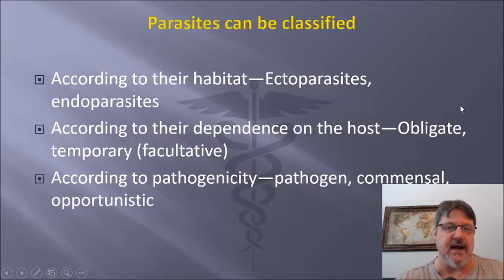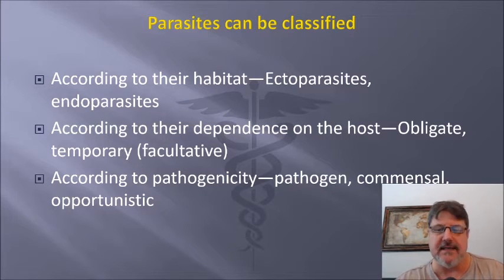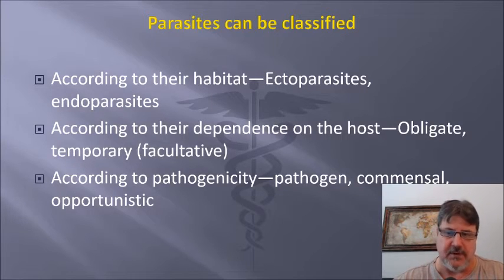Parasites can be classified in a number of ways. By their habitat: inside the body, outside the body, right? Ectoparasites versus endoparasites. According to their dependence on the host, some are obligate, they have to have a host to survive, and some are temporary. And of course, according to pathogenicity, some are pathogenic, as we already spoke, some are commensal, some are opportunistic.